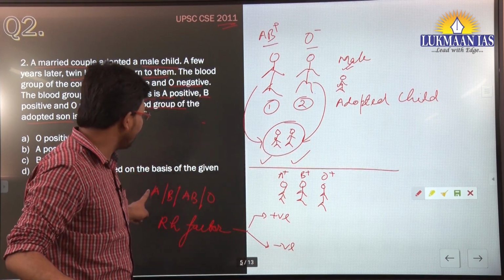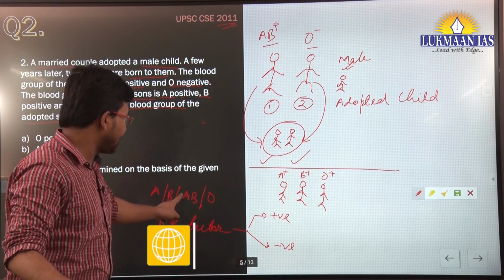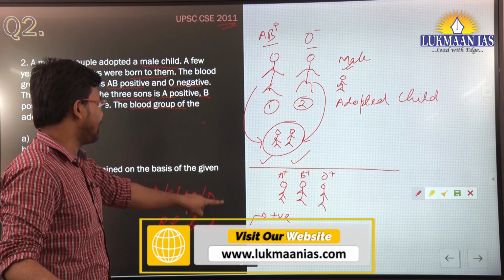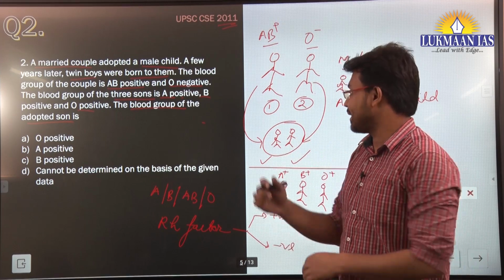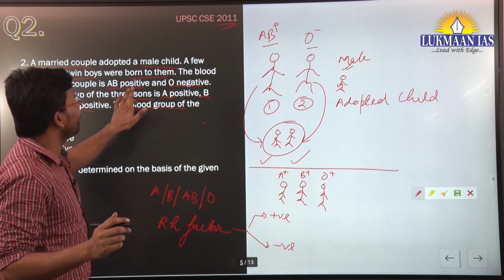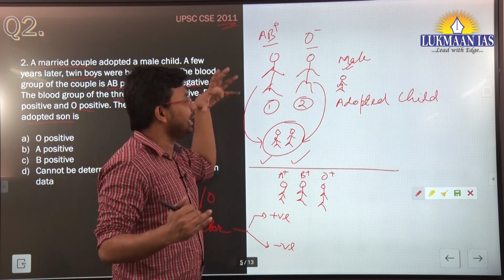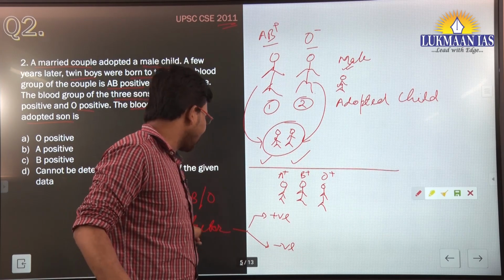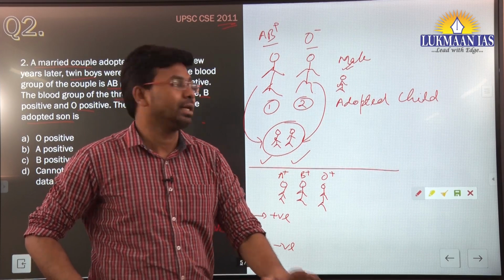So the blood group can be A positive or A negative, B positive or B negative, AB positive or AB negative, O positive or O negative. These are the different types of blood groups. Now we need to understand that whenever there is a couple, for example, one spouse has AB positive and the other has O negative, then positive Rh factor is dominant over negative Rh factor. What it means, let us understand.